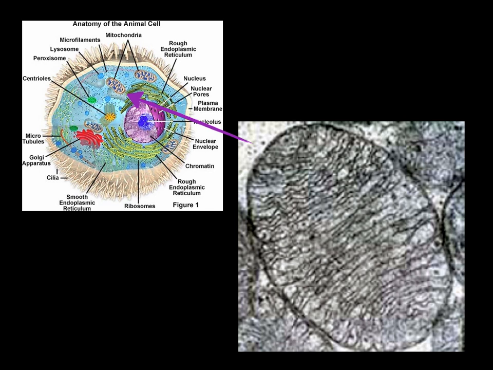Now, if we look at cell structures inside of eukaryotic cells, we find something interesting. So the graphic here on the right side is a scanning electron microscope image of a pretty common cell structure called a mitochondria.